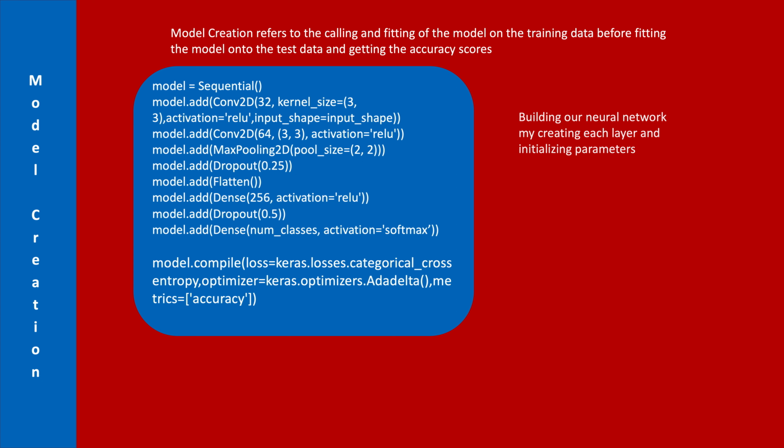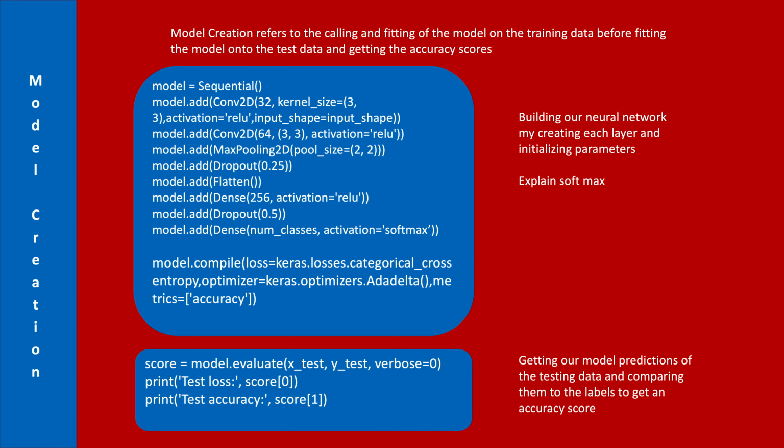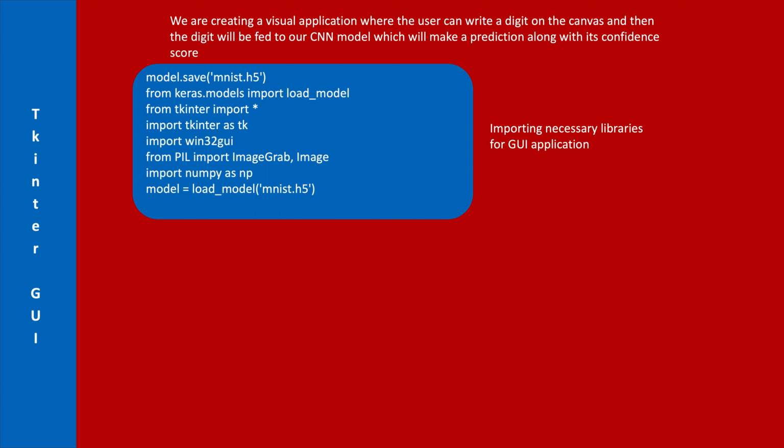Then we are checking our model error, our model loss. We are also checking our model accuracy. Here we are saving our model into an mnist.h5 file and importing tkinter and numpy. Numpy is used for math and tkinter will be used for creating our application.